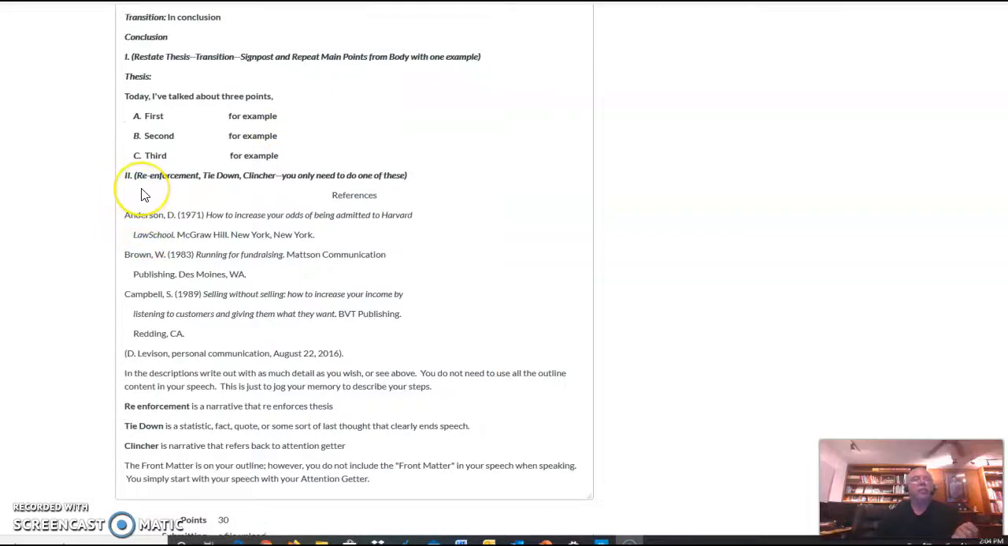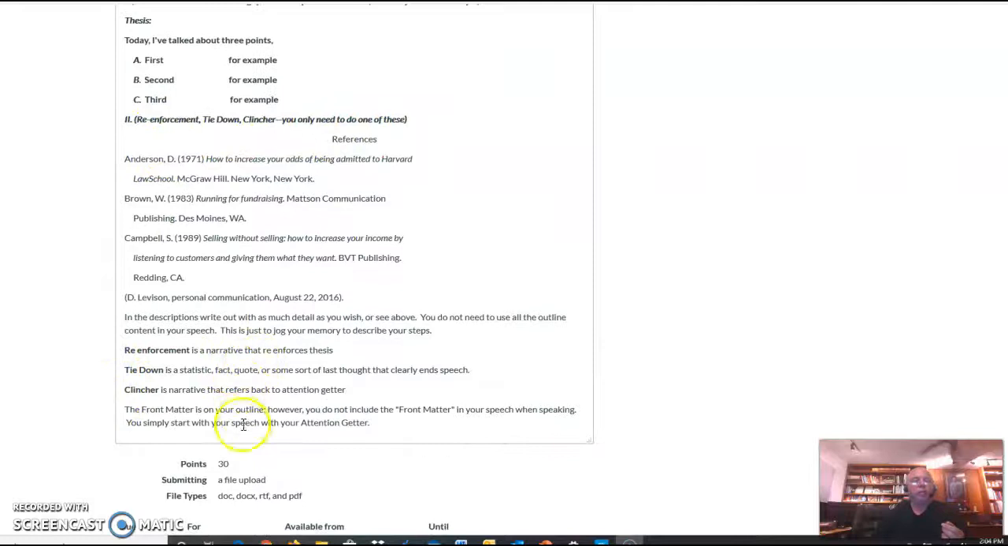And down here where it says reinforcement, tie down, clincher, come down here and look at the definitions of those, and then put a narrative up there too.